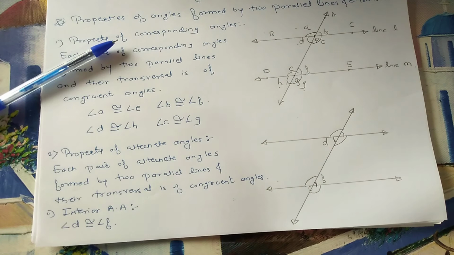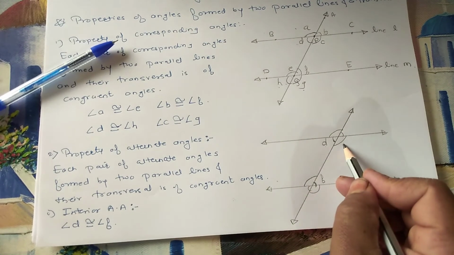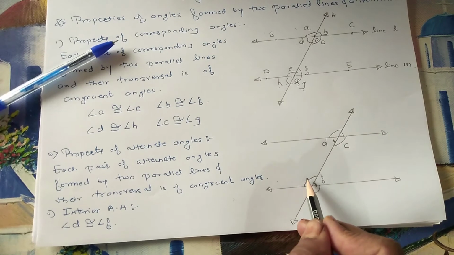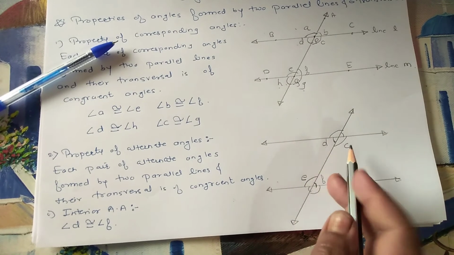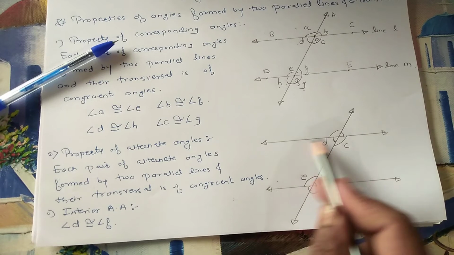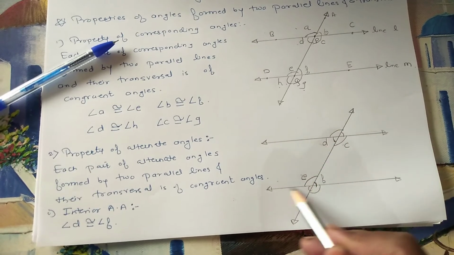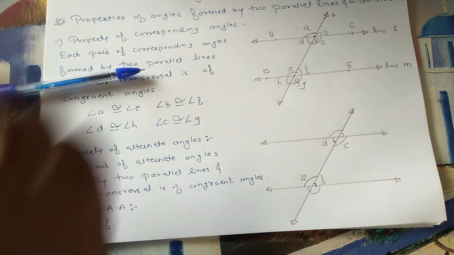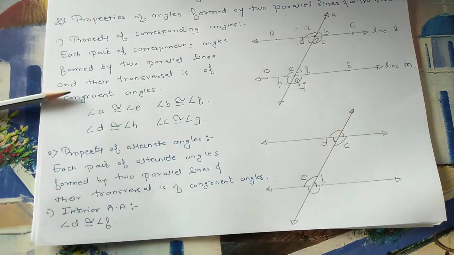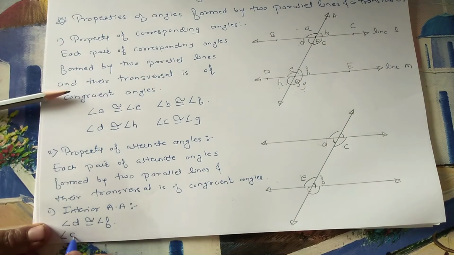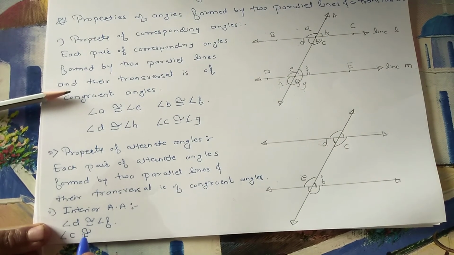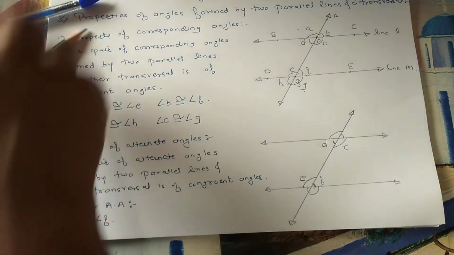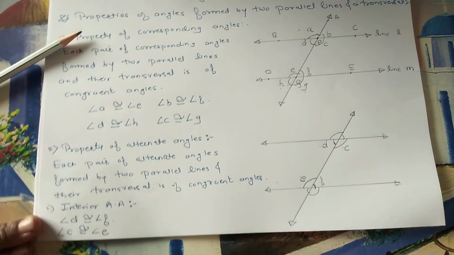Next, this one is C, and its opposite, this one, is E. C and E, because these are formed on the inner side of the parallel lines, in between the two parallel lines. So the next one is angle C, which is congruent with the angle at this position, E. So angle C is congruent with angle E.